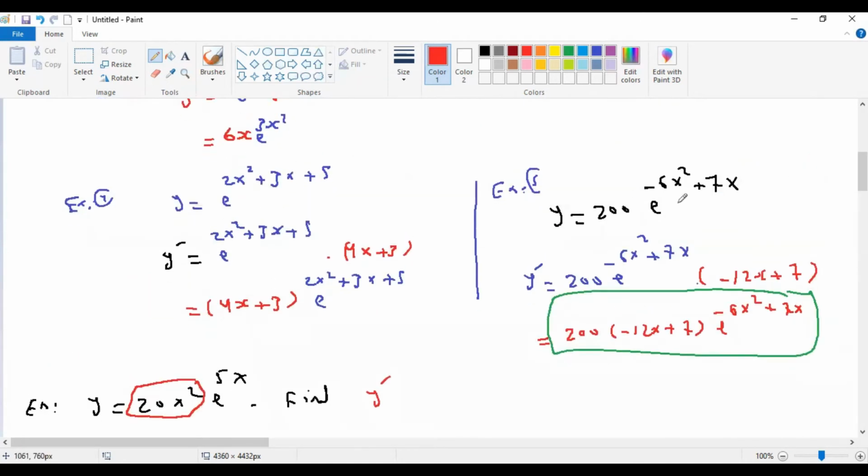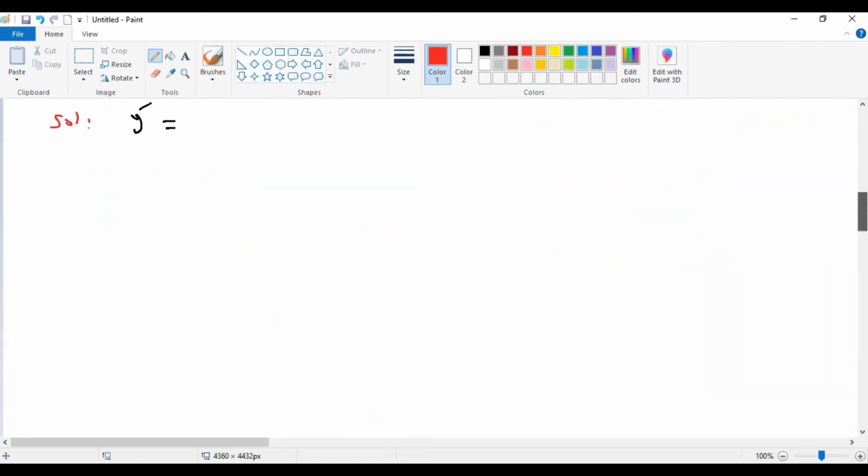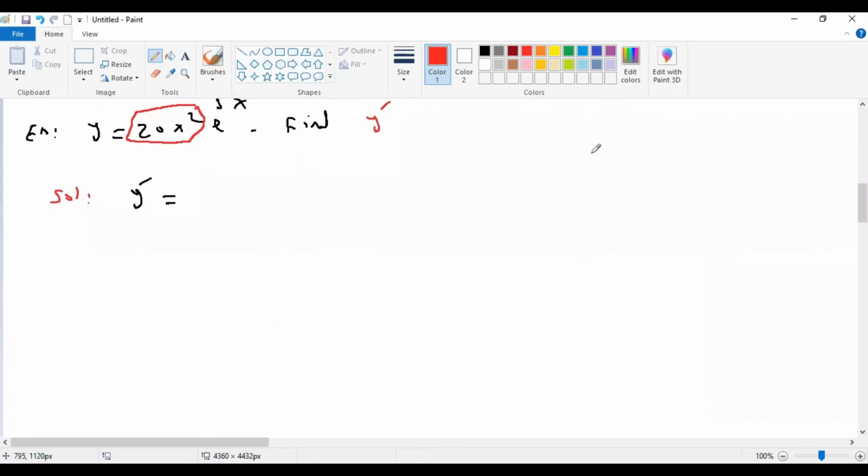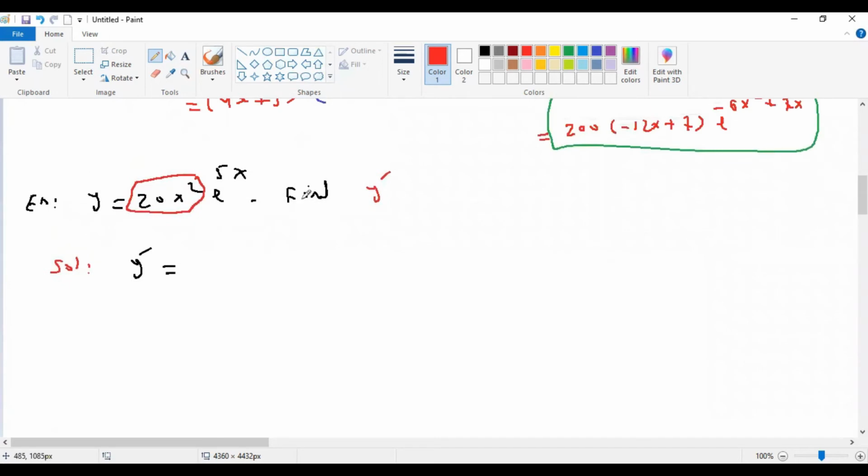See, in this example, 200e, you write 200 and e and then the derivative of the power. But because here we have 20x squared, this one is a function of x. So this one will be the u. So it is 20x squared. Right, this one, you have to use the product rule.